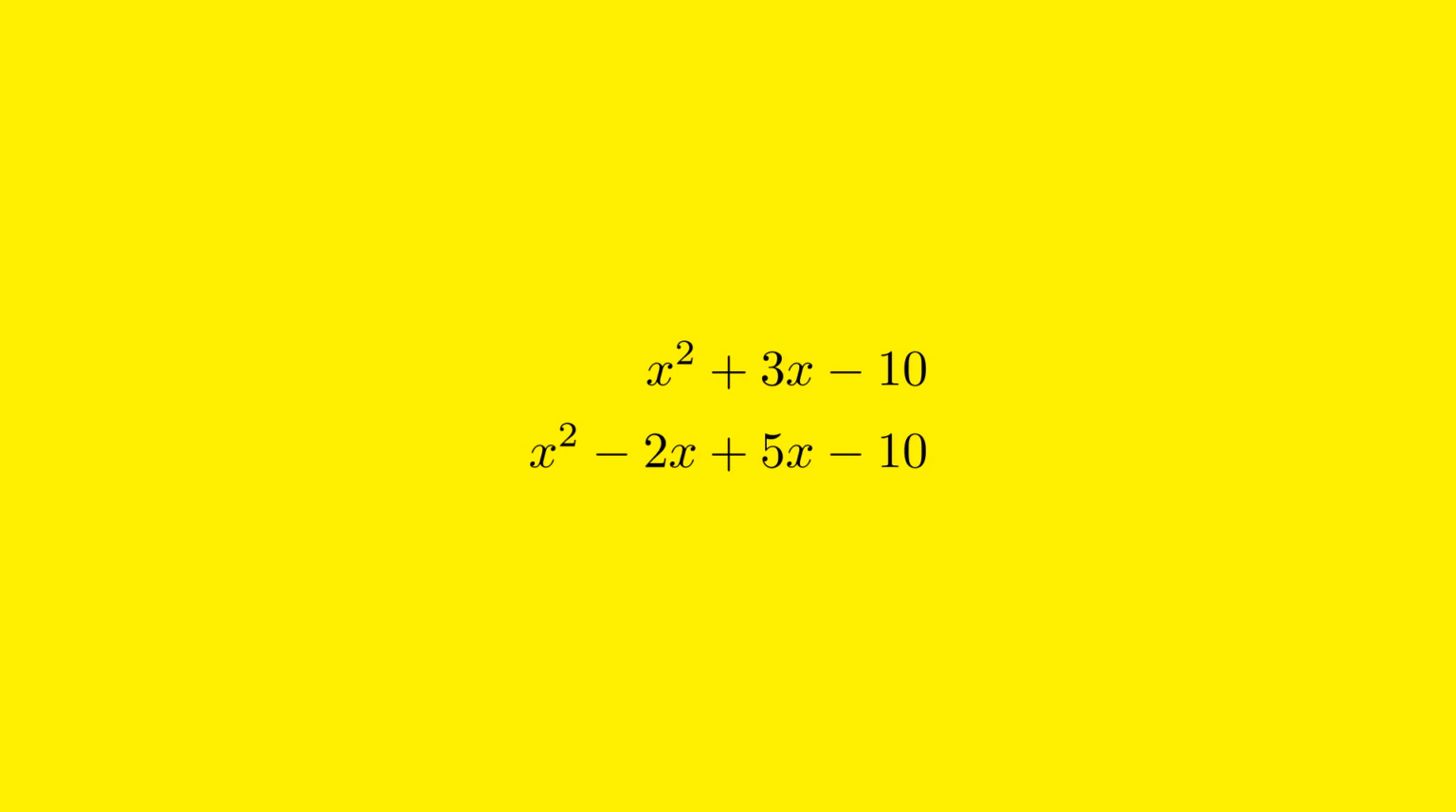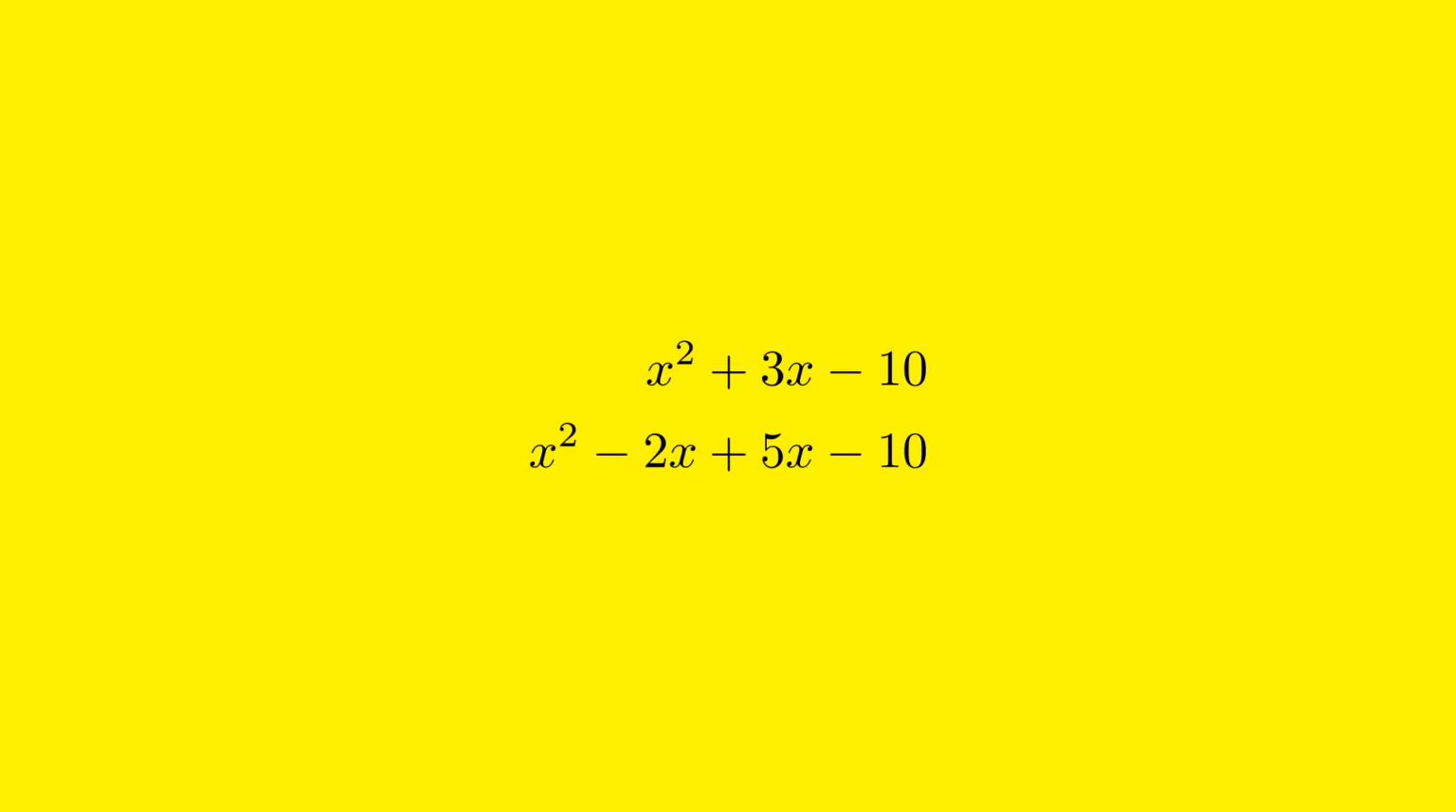For x squared plus 3x minus 10, we need to find two numbers that multiply to -10 and add up to 3. To solve this, we list the pairs of factors of -10. 1 times -10, -1 times 10, 2 times -5, and -2 times 5. We look for the pair that adds up to 3. 2 and -5 add up to -3, not 3. So this pair doesn't work. However, -2 and 5 add up to 3.